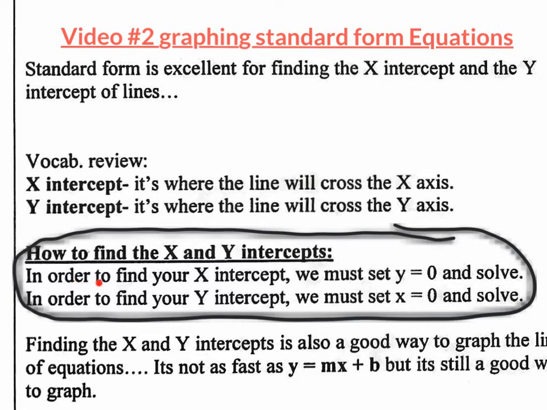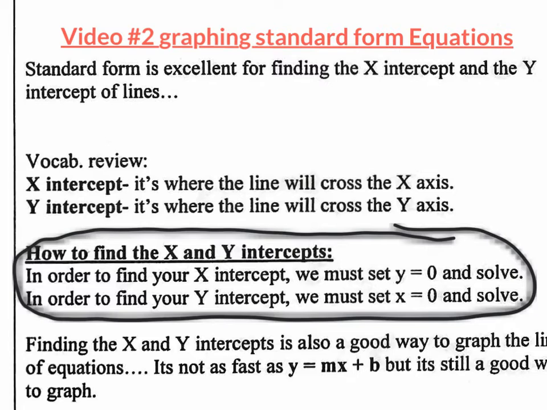So how do we find the X-intercept? You must set Y equal to 0 and solve. How do you find your Y-intercept? You must set X equal to 0 and solve. This is something that you need to memorize. So to find the X-intercept, you set Y equal to 0 and solve. To find the Y-intercept, you set X equal to 0 and solve.